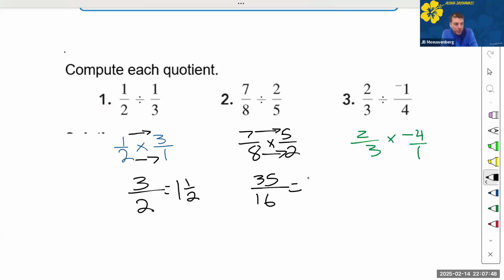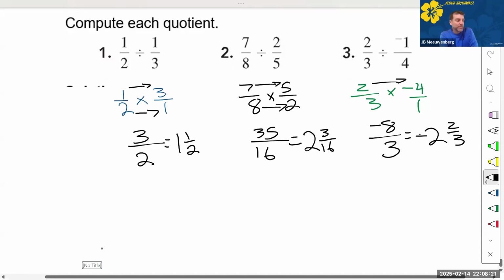16 times 2 is 32, which leaves us 3 more over 16. Notice this one was -1/4. When we take the reciprocal, we learned before that the negative can go in either spot. It's generally best to keep that up top. So we'll multiply 2 times -4, 3 times 1, and then we will convert it to that improper fraction, 2 2/3 with a negative out front.